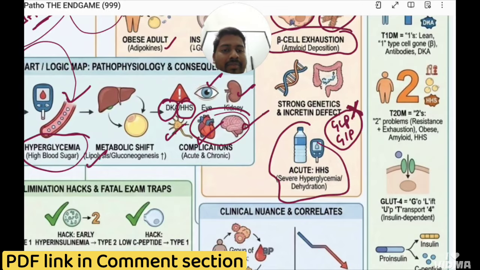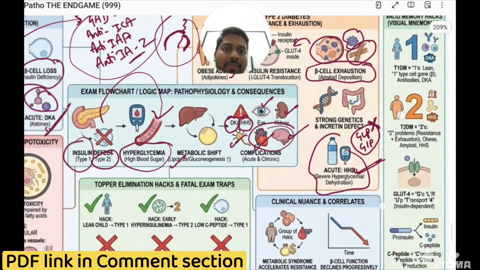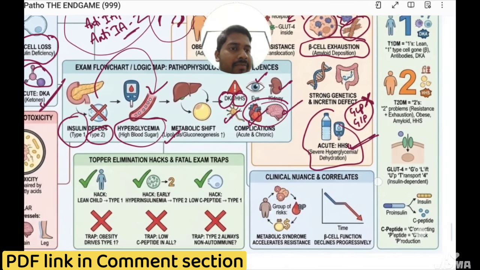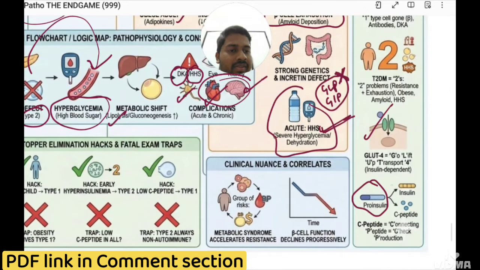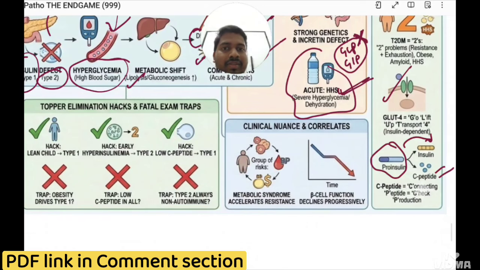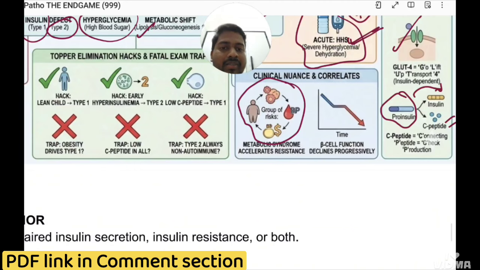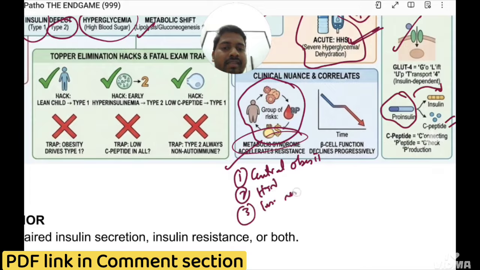So type 2 diabetes, most common complication is HHS. Type 1, most common complication is DKA. I think this mnemonic you can see here. There is pro-insulin, then it divides as insulin and C-peptide. Now because of this hyperglycemia and insulin resistance, there can be a syndrome that is known as metabolic syndrome. So in this what will happen? One, there is central obesity. Second, there is hypertension. Third, there is insulin resistance. Fourth, there is dyslipidemia, and fifth, there is hyperuricemia.